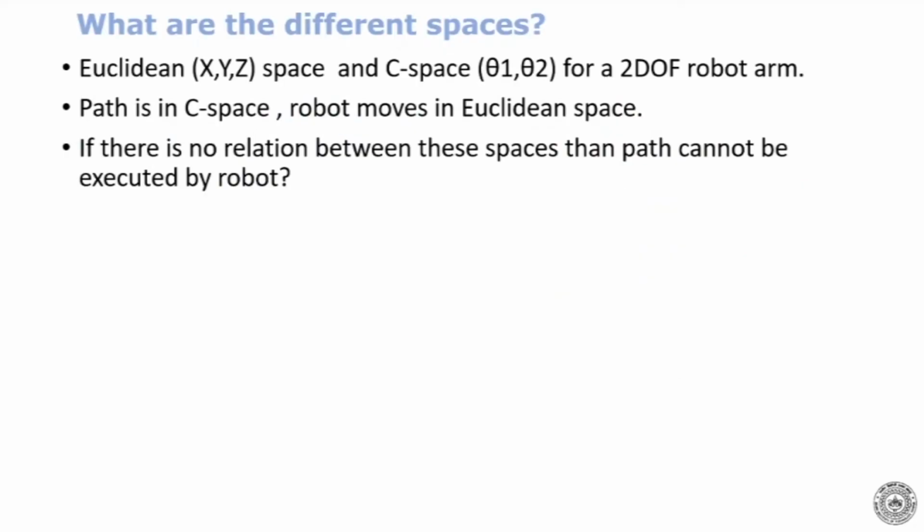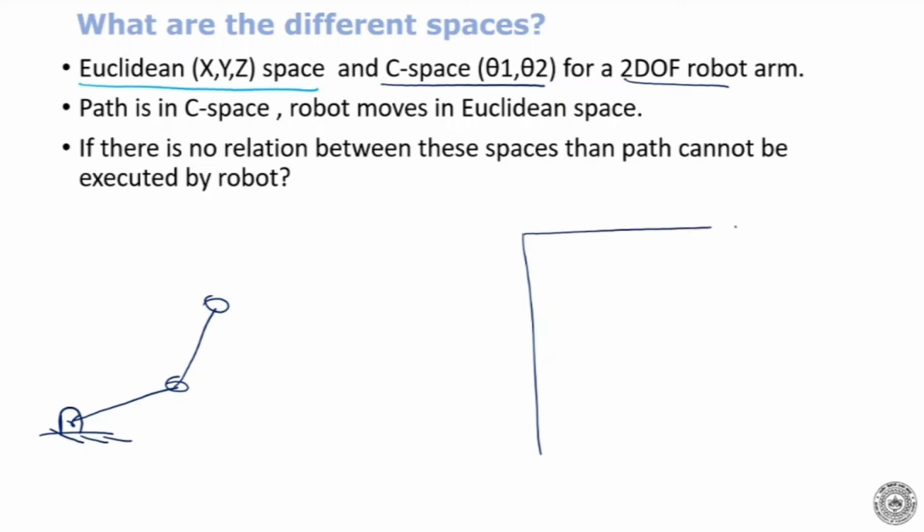Now what are the different spaces? We are talking about the topology of space, right? Euclidean space is XYZ, the three-dimensional Euclidean space we are familiar with. We also call it Cartesian space. C space is theta 1, theta 2 for the 2 degree of freedom arm we talked about. Now the path is planned in C space, right? So I have a 2 degree of freedom link like this, and I drew the equivalent with an obstacle maybe. So there is an obstacle here, and there is an obstacle here.